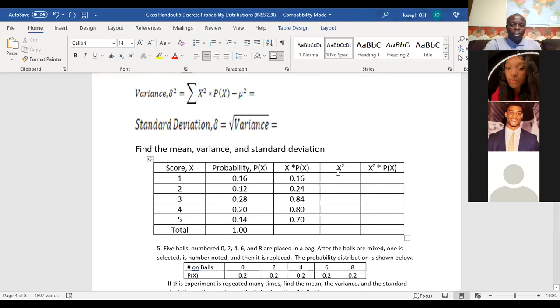So now for this one, we have x squared. That means you're going to square all these numbers. So 1 squared gives us 1. 2 squared means 2 times 2, which is 4. 3 squared means 3 times 3, which is 9. 4 squared means 4 times 4, which is 16. And 5 squared means 5 times 5, 25.